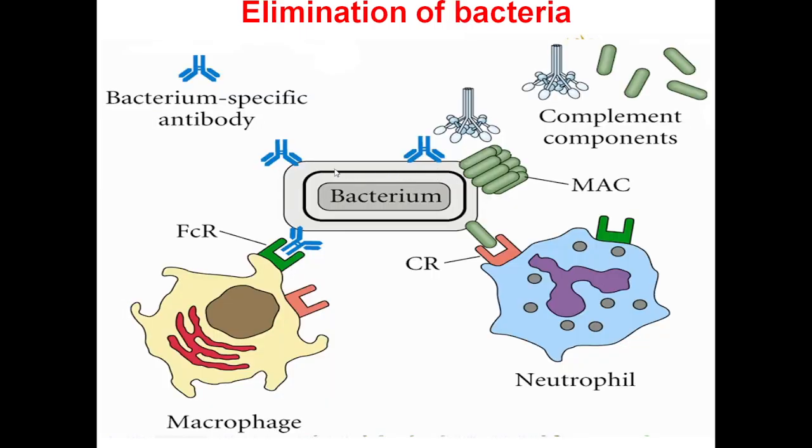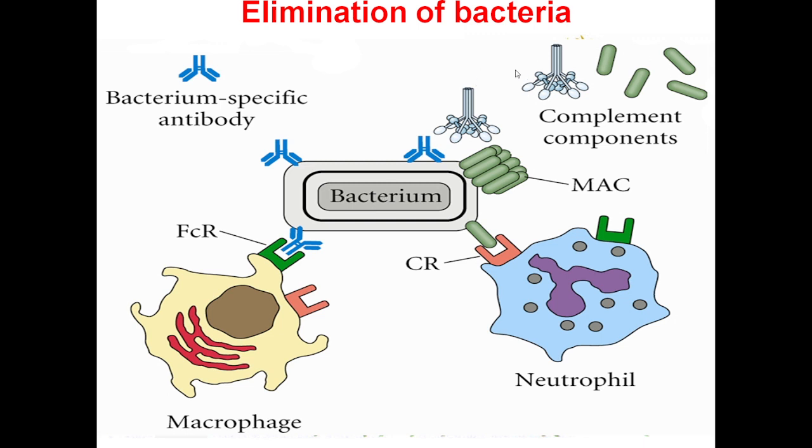Bacterial antigens are recognized by specific antibodies. These antibodies are shown here as the blue Y-shaped molecules. These blue molecules bind to the different antigens of the bacterial cell, to the O antigen, Vi antigen or K antigen. And here you see three processes initiated to destroy bacteria.